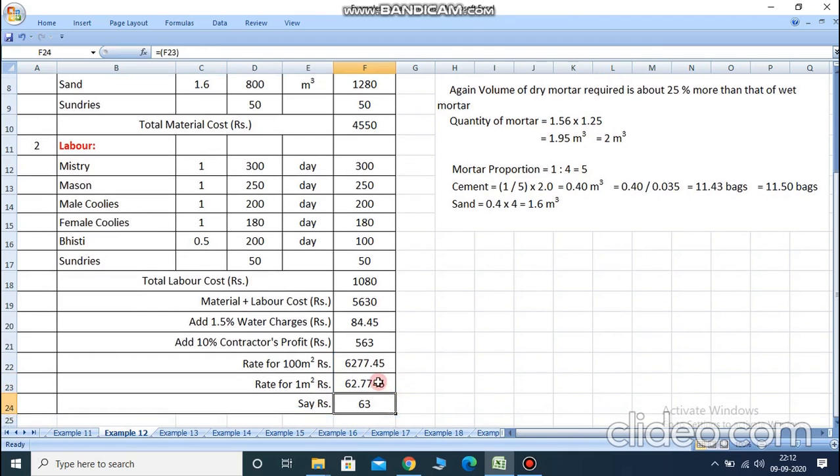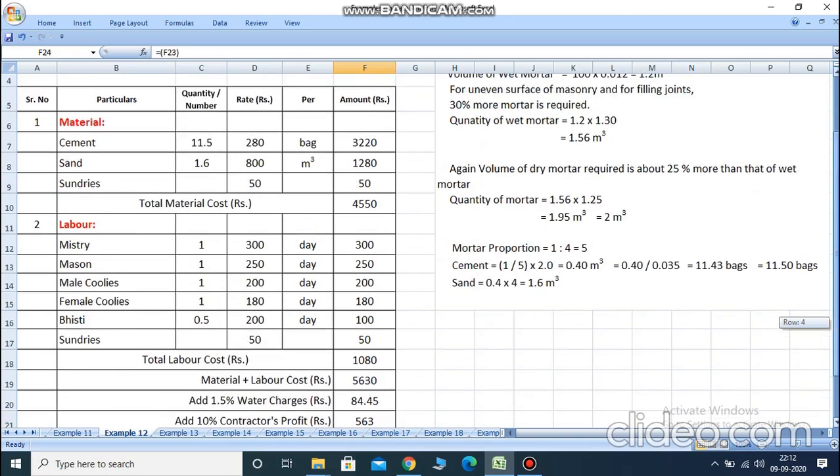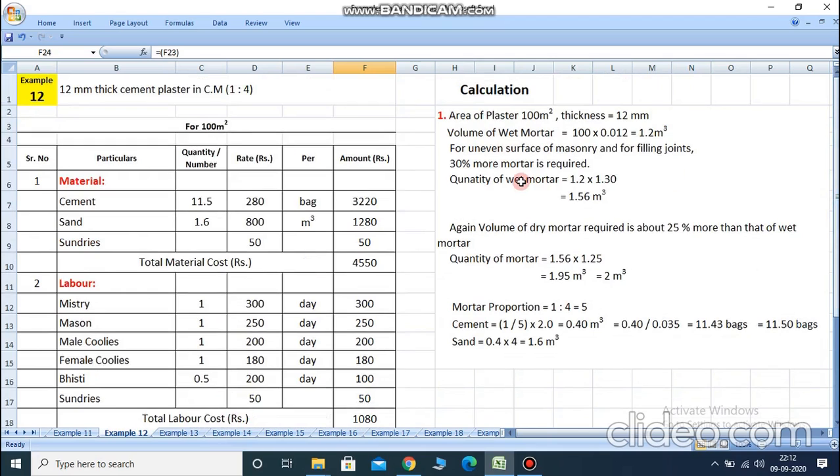So we got the answer 62.7745. It's a 1 meter rate, and the round up figure we take is 63 rupees per meter square for a 1 meter square plaster work of 12 mm thick plaster work of cement sand ratio 1:4.